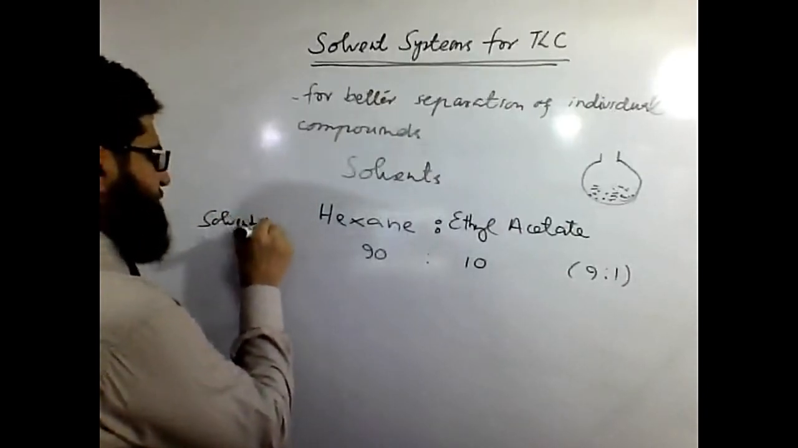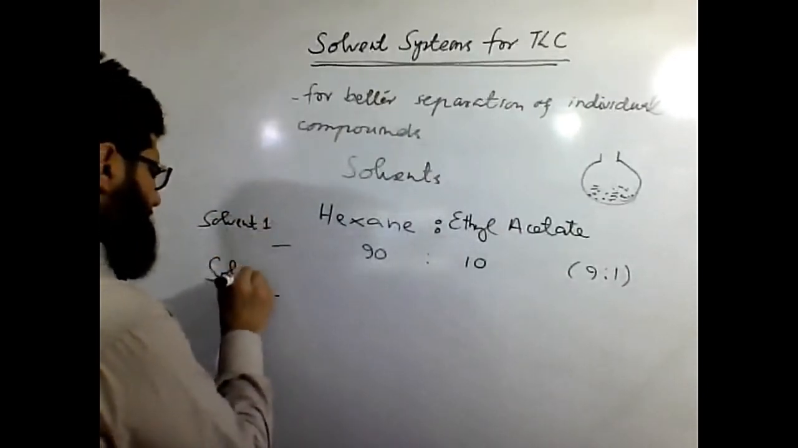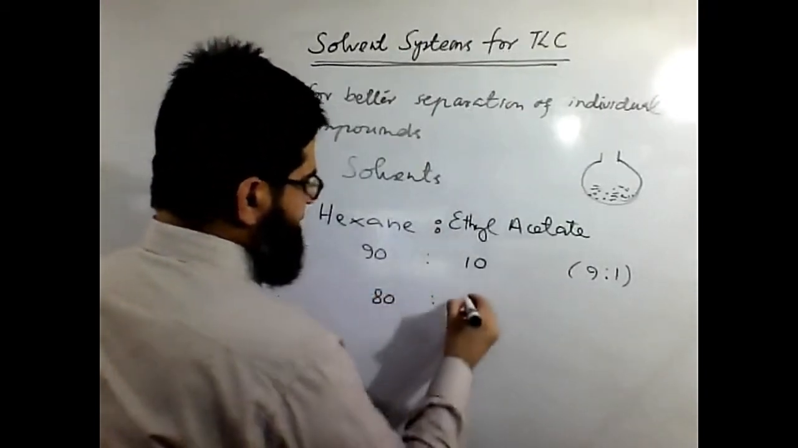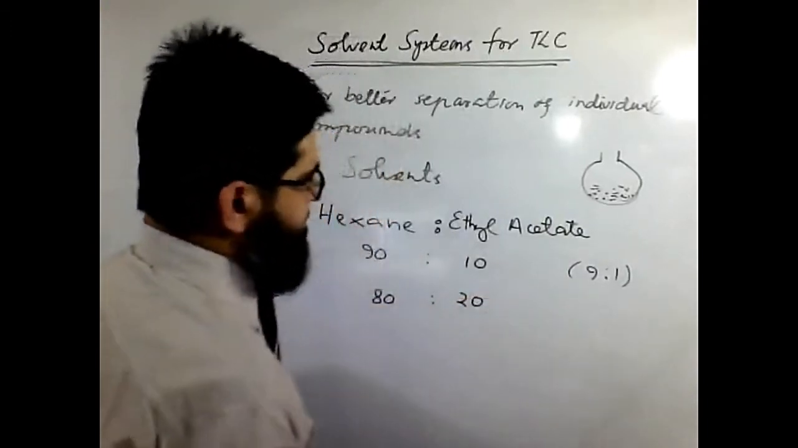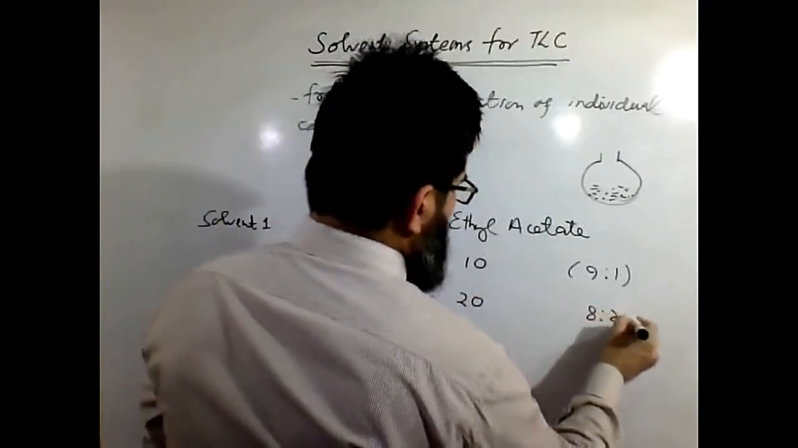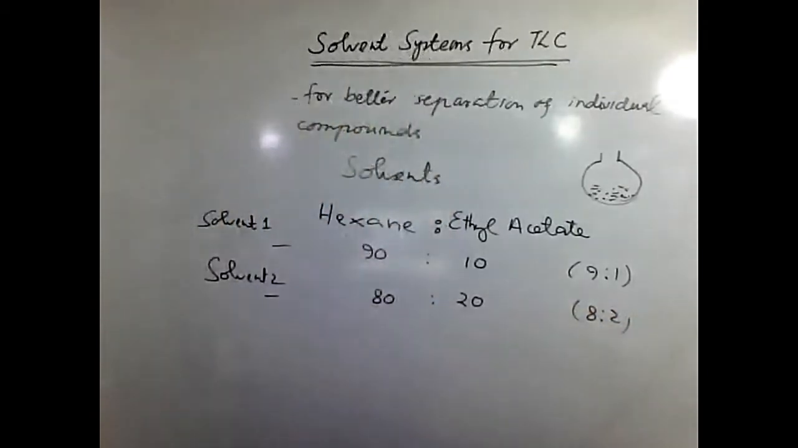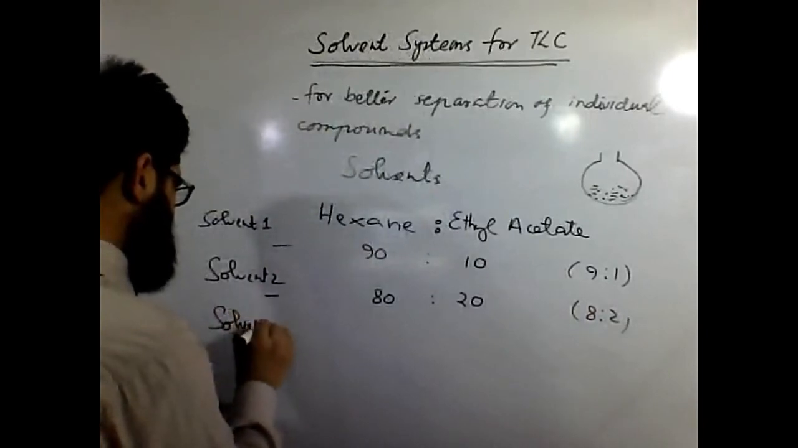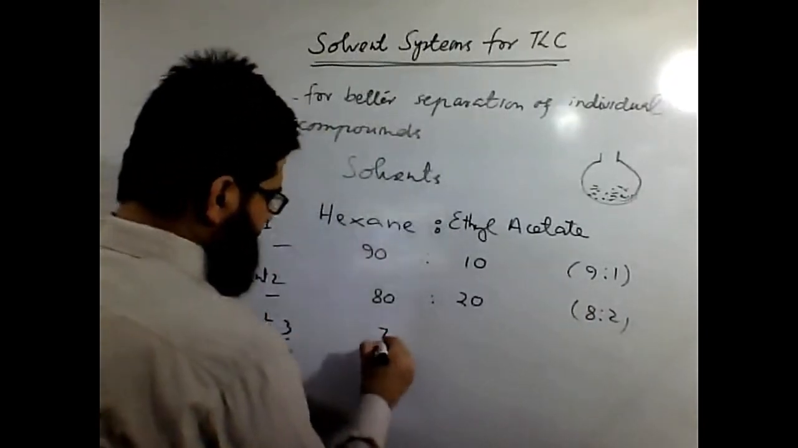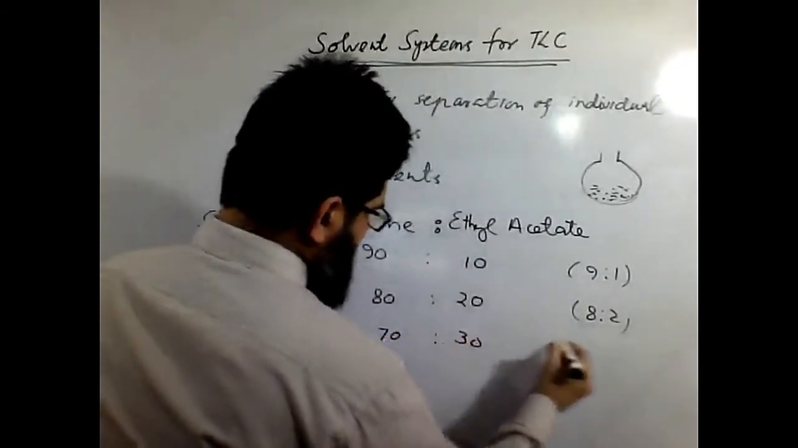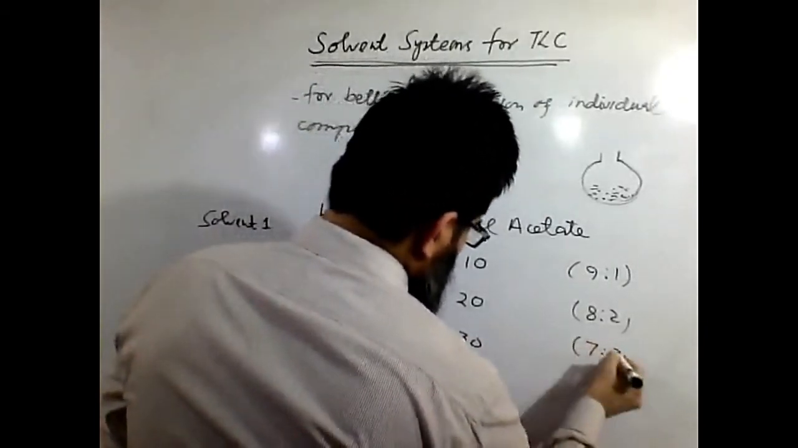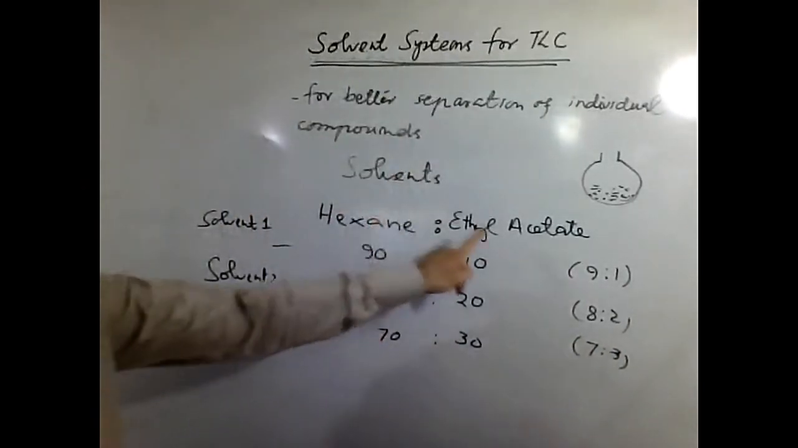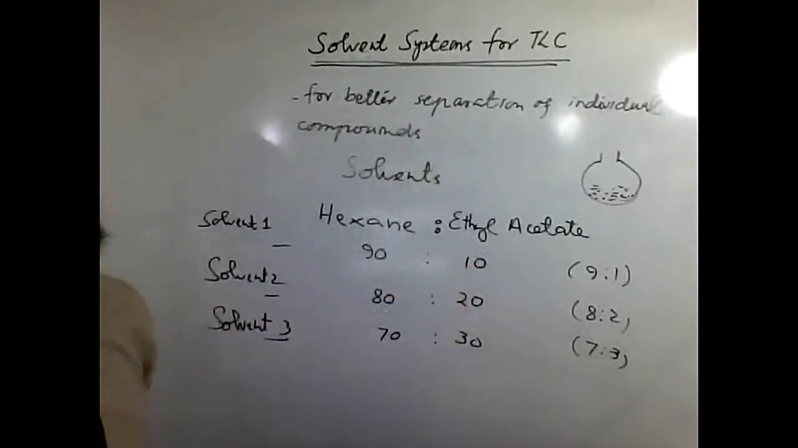It can be solvent 1. We could have solvent 2 where we keep the hexane at 80% and bring in ethyl acetate at 20%, which means we have an 8:2 solvent system. In the third solvent we have a 70:30 ratio. So three or maybe more solvents can be generated by taking one non-polar and one polar solvent in different ratios.